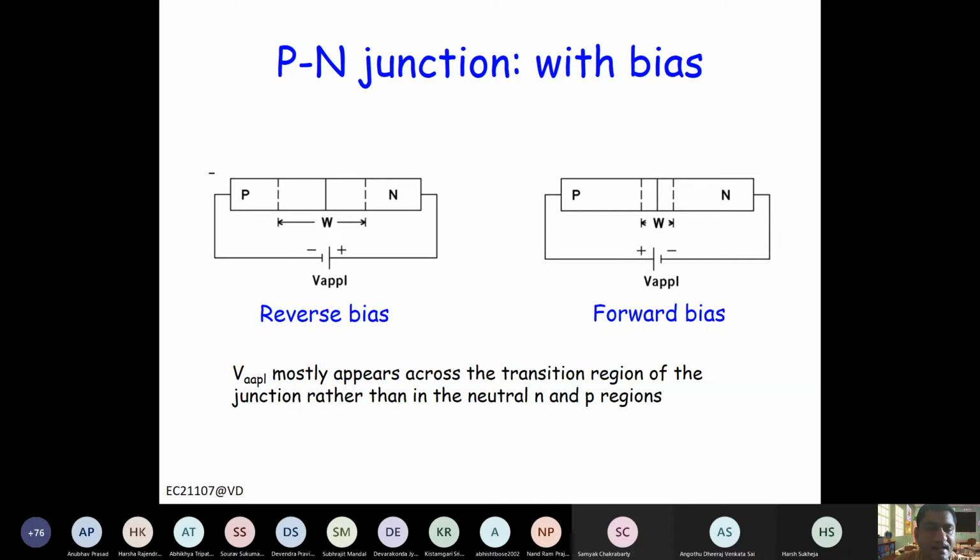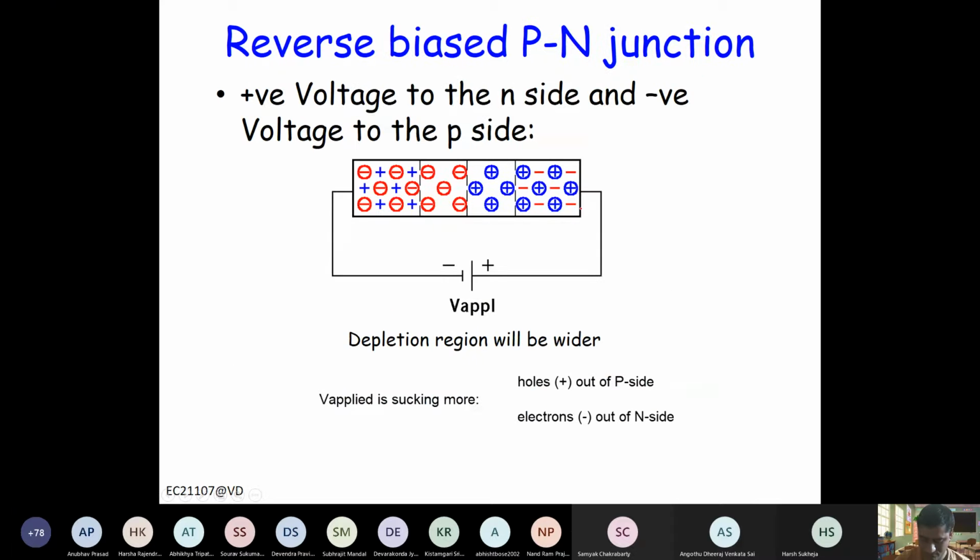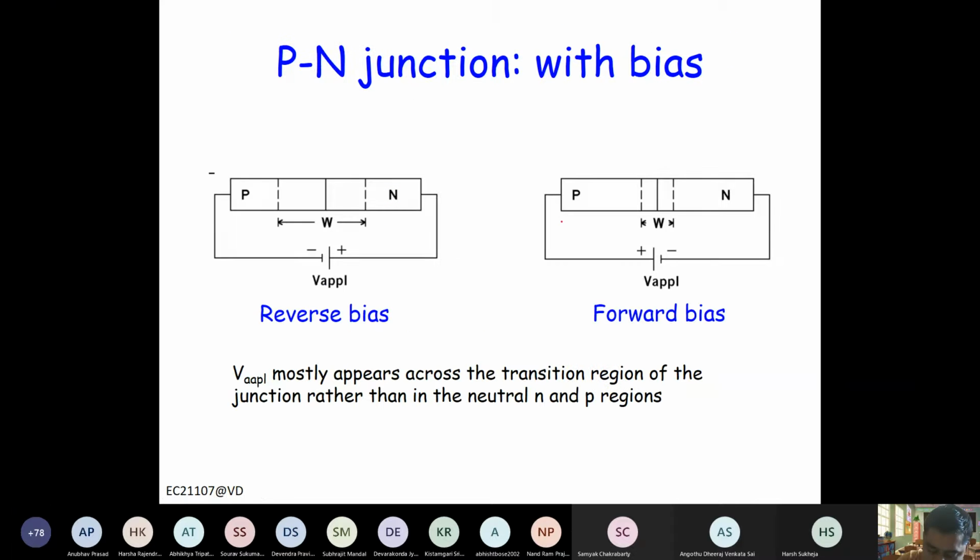Now let us analyze what happens when we forward bias or reverse bias. Forward bias is defined as when the applied voltage is positive to the P side. So when the P side is positive, this is forward bias. When the P side is negative or the N side is positive, this is reverse bias. Now why do we call it forward bias or reverse bias?